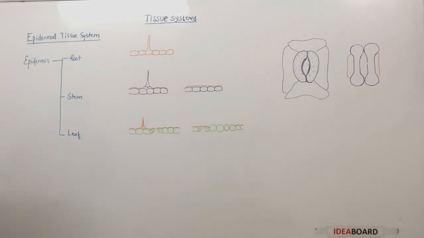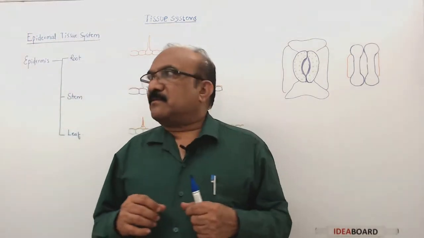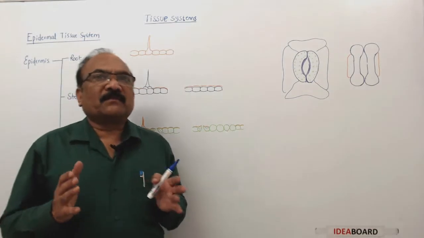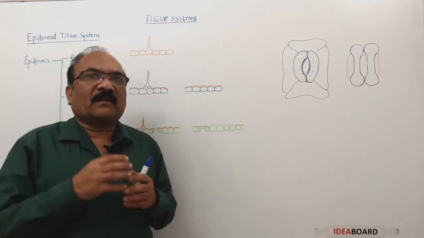So now let us discuss the epidermal tissue system in detail. The epidermal tissue system is composed of epidermis and epidermal appendages. First, let us discuss the epidermis. Here, I would like to discuss the epidermis separately. Of course, we know that the epidermis is a protective layer present on every organ of the plant.